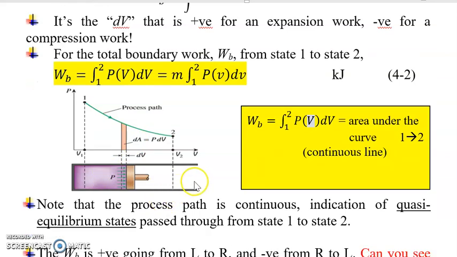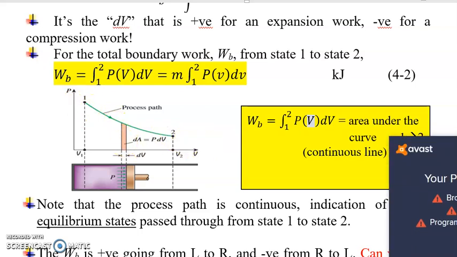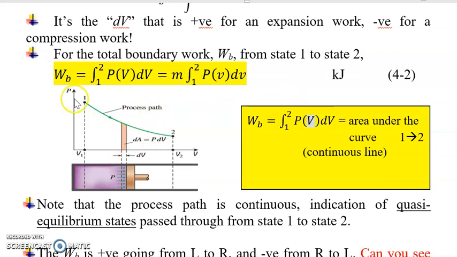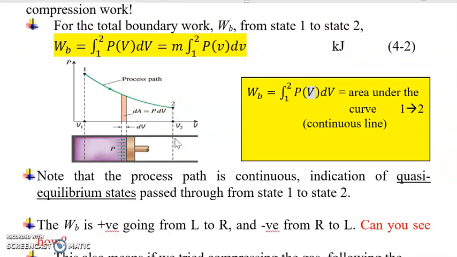Note that the process path is continuous, indicating quasi-equilibrium states passed through from state 1 to state 2. So these are stages of quasi-equilibrium states, let's say from 1 to 1A, 1A to 1B, to 1C, etc., up to state 2. So a series of quasi-equilibrium states are passed through. In this case, the changes from 1 to 1A, 1A to 1B, and so on are negligible. But in the end, you have this final state, state 2.